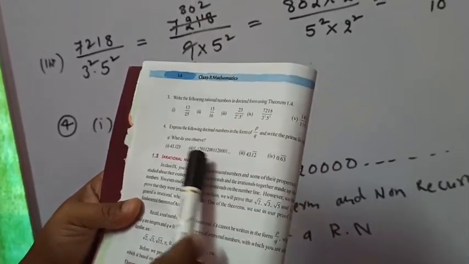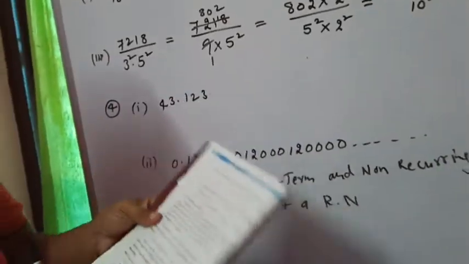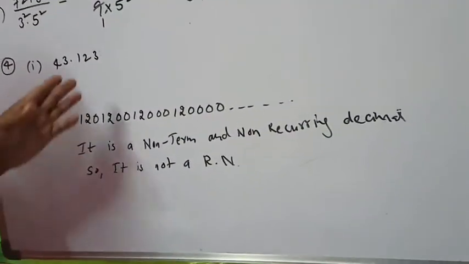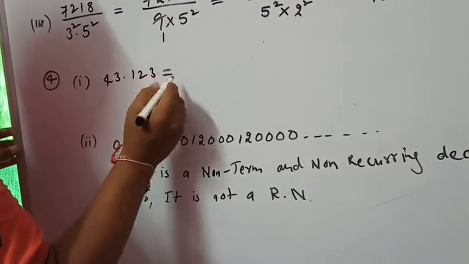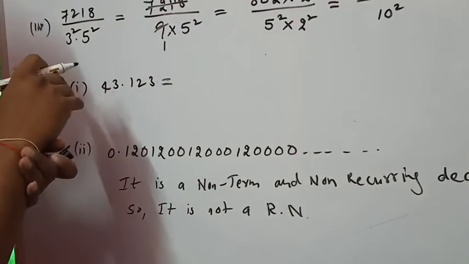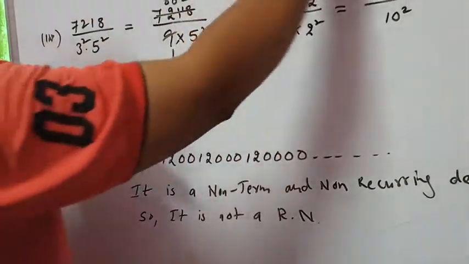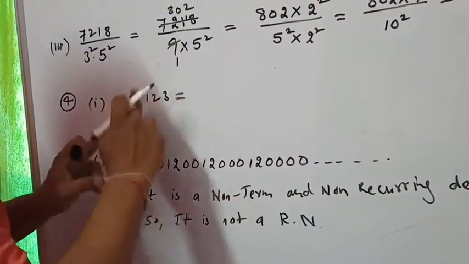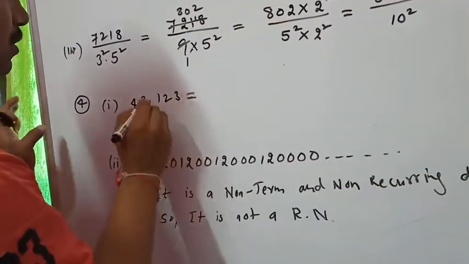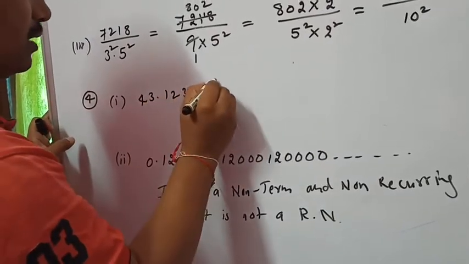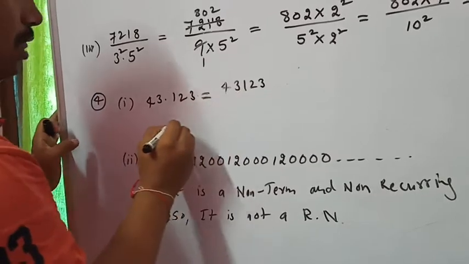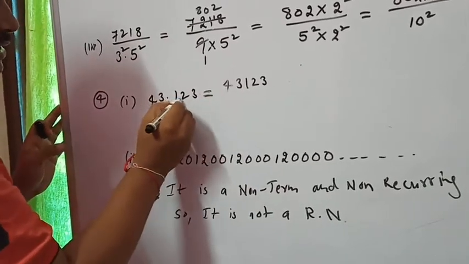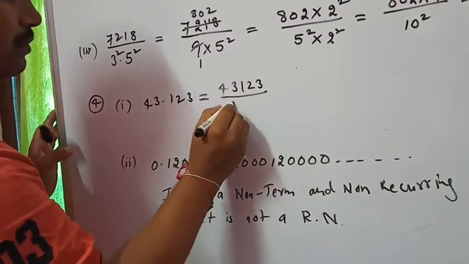Okay now. We convert into P by Q form. This problem is the reverse. Earlier P by Q was converted to decimal; here decimal is converted into P by Q. So remove the decimal point: 4, 3, 1, 2, 3. After the decimal, how many digits? 3 digits. So by 1000.